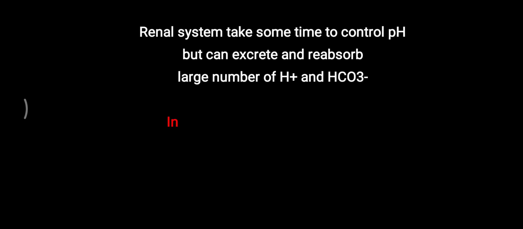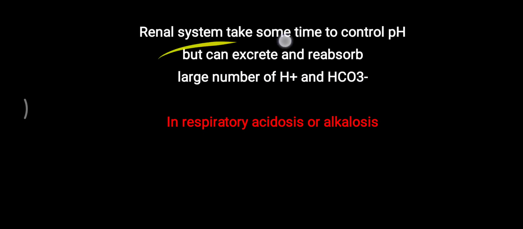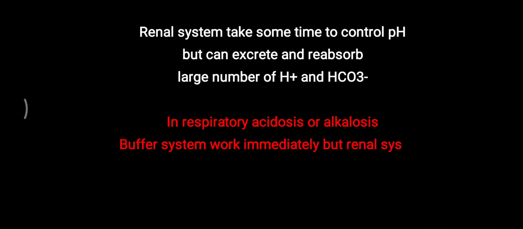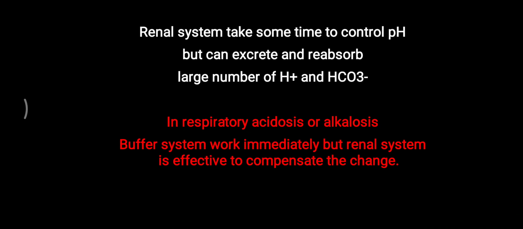Further, the renal system will take some time to control pH, but it can excrete and reabsorb particularly H plus and bicarbonate in large quantity. It may take some days, but it is the ultimate third defense system against this acid base disorder, the renal system or the kidney. So in respiratory acidosis or alkalosis, the buffer system works immediately, but it is not possible to control the whole acid base disorder. If it is not controlled with the help of the buffer system, then the renal system will be very effective for respiratory acidosis or alkalosis to compensate the changes.